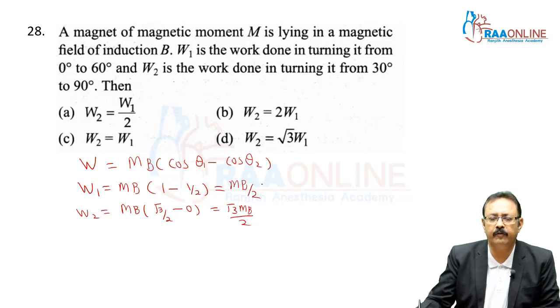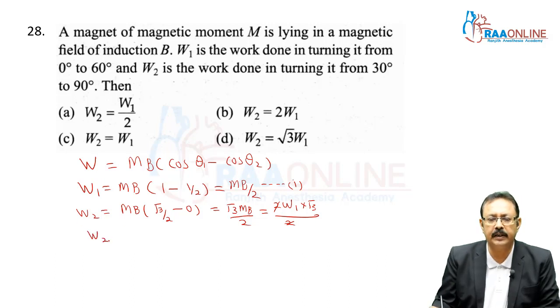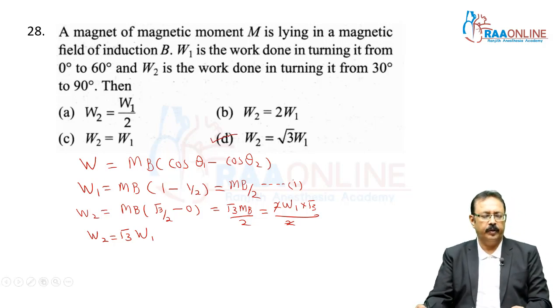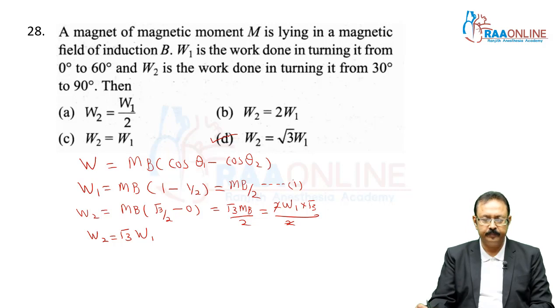From equation number 1, put the value of MB. MB is 2W1. So what are we getting? W2 is equal to root 3 W1. So we are going with option D. 28th, option D.